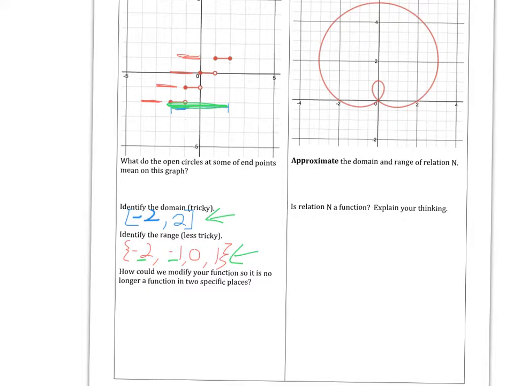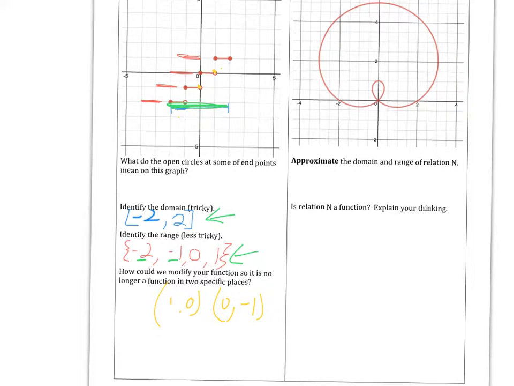How could we modify our function so it's no longer a function in 2 specific places? I think the easiest thing is I might plug those holes. And for that, I'd be adding a point at 1, 0, and maybe at 0, -1. There are tons of other ways that I could do this. Most of them involve something like adding a couple points somewhere on these things.